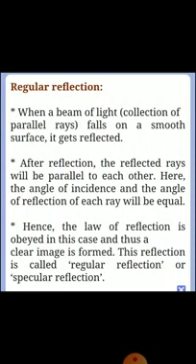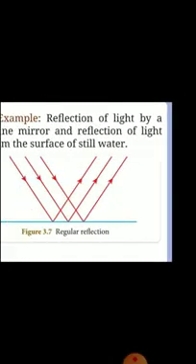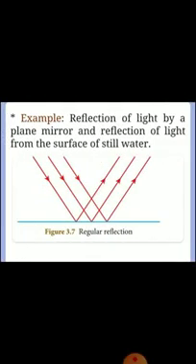When a beam of light, a collection of parallel rays, falls on a smooth surface, it gets reflected. After reflection, the reflected rays will be parallel to each other. Here the angle of incidence and the angle of reflection of each ray will be equal. Hence the law of reflection is obeyed in this case and thus a clear image is formed. This reflection is called regular reflection or specular reflection. Example: reflection of light by a plane mirror and reflection of light from the surface of still water. இந்த ரெகுலர் ரெஃப்ளெக்ஷனோட இமேஜ் இந்த மாதிரி தான் இருக்கும்.